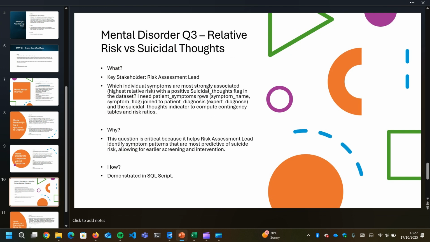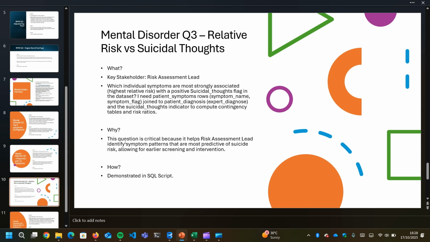So the third question is here. The third question is basically the relative risk versus the suicidal thoughts. So the key stakeholder here is the risk assessment lead. The question goes: which individual symptoms are most strongly associated with a positive suicidal thoughts flag in the data set? I need the patient symptoms row joined to the patient diagnosis and the suicidal thoughts indicator to compute contingency tables and ratios. So basically, question three is asking us to focus on which symptoms are most strongly associated with suicidal thoughts.